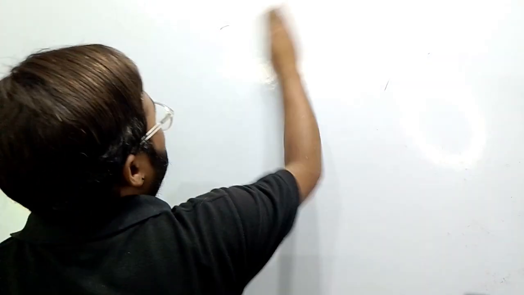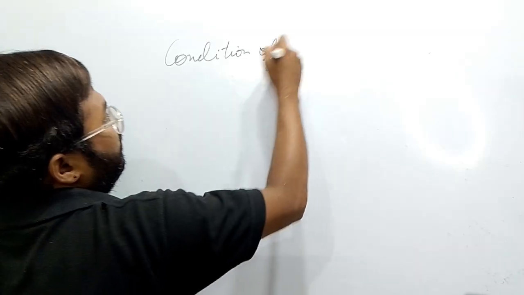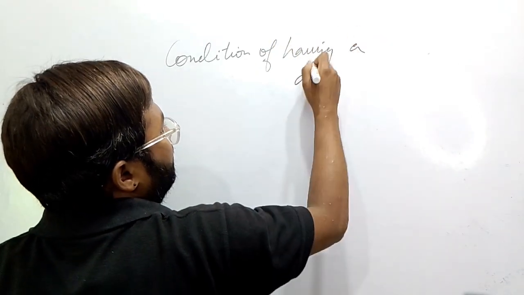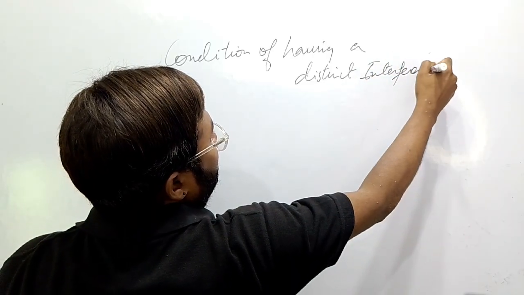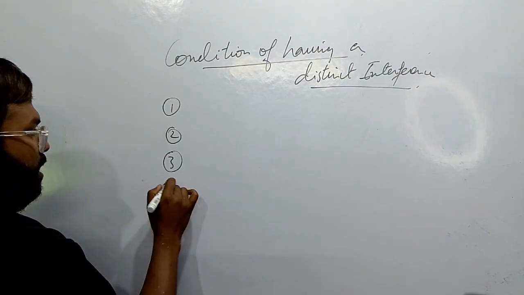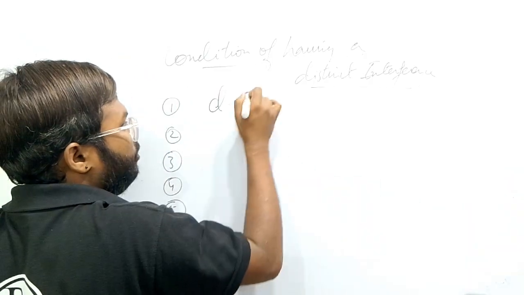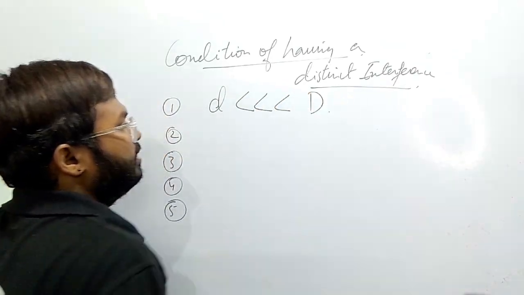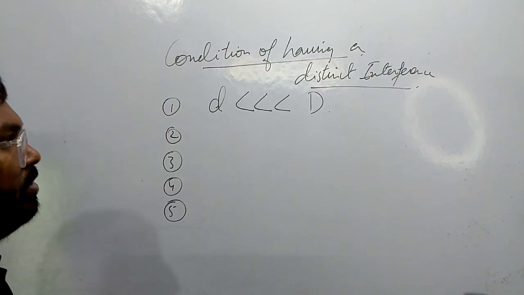Now what are the conditions of having a distinct interference? See, there are 5 conditions. Let me discuss one by one. As I have mentioned in the diagram, d should be very, very much smaller than D. Clear? d is very much smaller than D. This is the first condition.